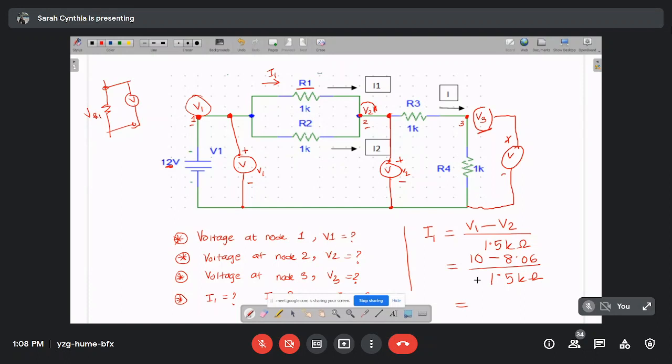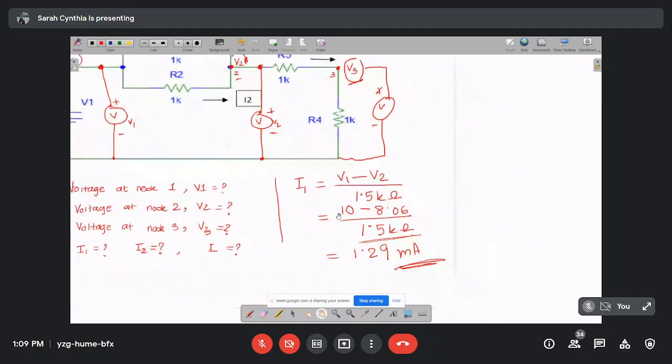Okay, it's around 1.29 or 1.3 milliampere. Notice why I've written milliampere here. Can you tell me why I've written milliampere here? It's because I have used a kilo ohm resistance, so it will be basically equal to milliamps.